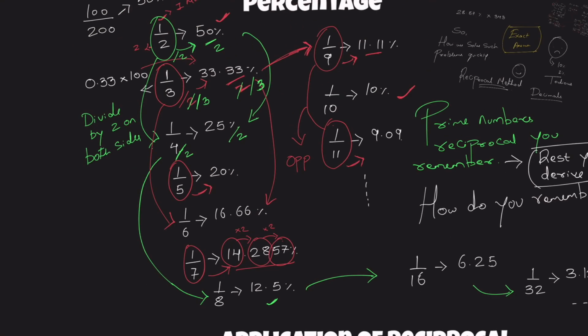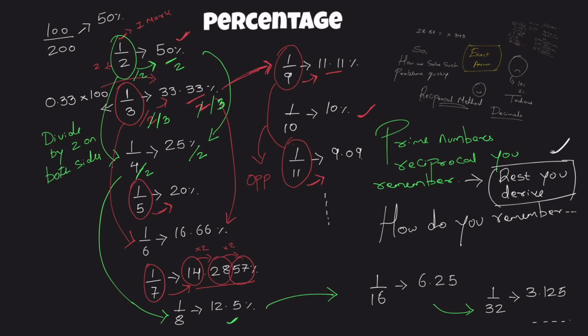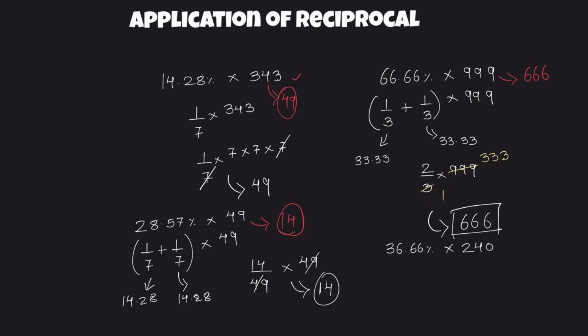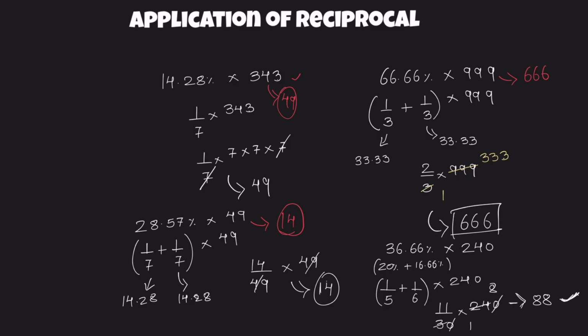Next question, 36.66% of 240. How will I start? 36.66, what will I do? 1 by 5 is 20, yes, and 1 by 6 is 16.66. So now I'll add. First I started with plain, then I started with multiplication. Now I'll add the two reciprocals. So I need 20 plus 16.66 is 36.66. So I'll write 1 by 5 plus 1 by 6 into 240. So this becomes 5 plus 6, 11 by 30 into 240. 30 eights are 240, so 11 into 8, 88. 36.66% of 240 is 88 now.